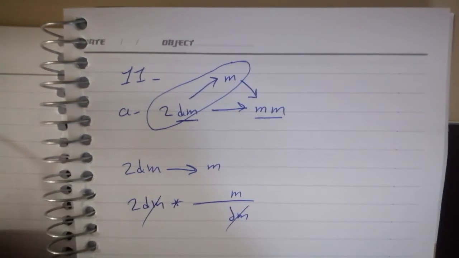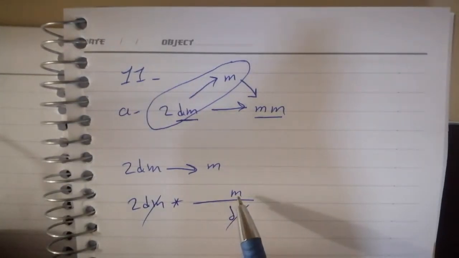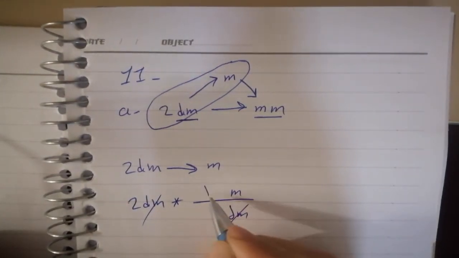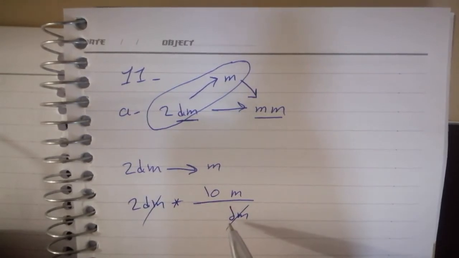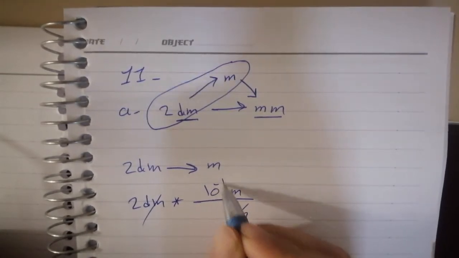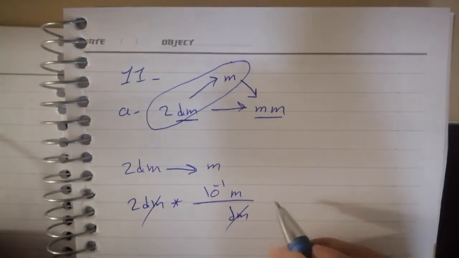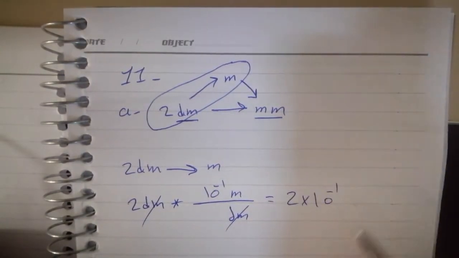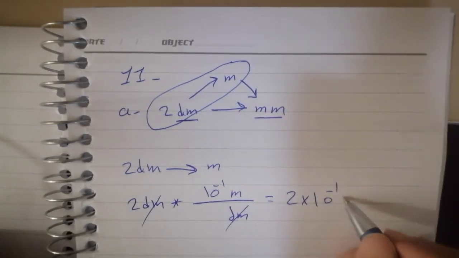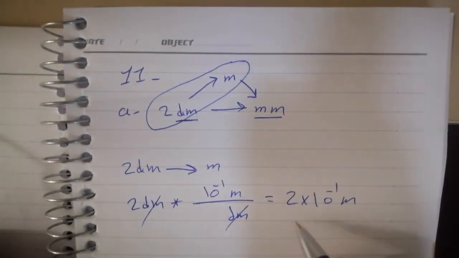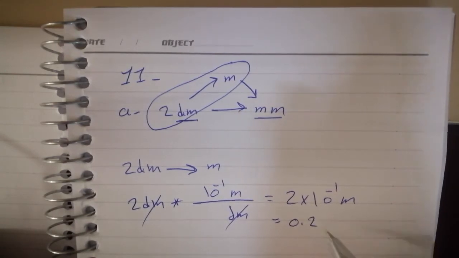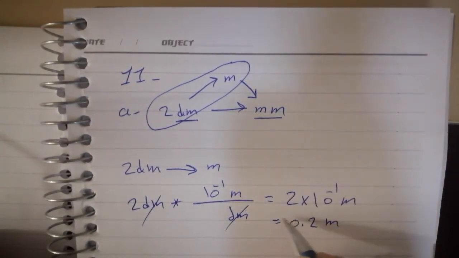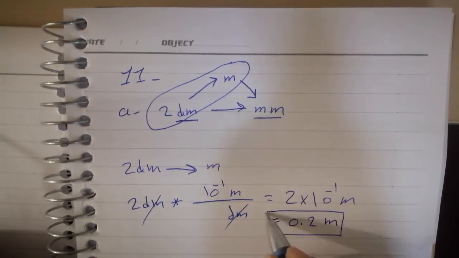Now, which one is the single letter? The meter is the single letter, and I'll write down the power next to it. What is the power for d, for deci? It is 10 to the power minus 1. All right, so that's all. I'll just write down 2 multiplied by 10 to the minus 1 meters, which means, if you simplify this down, 0.2 meters. That's what it means if you do your calculation.